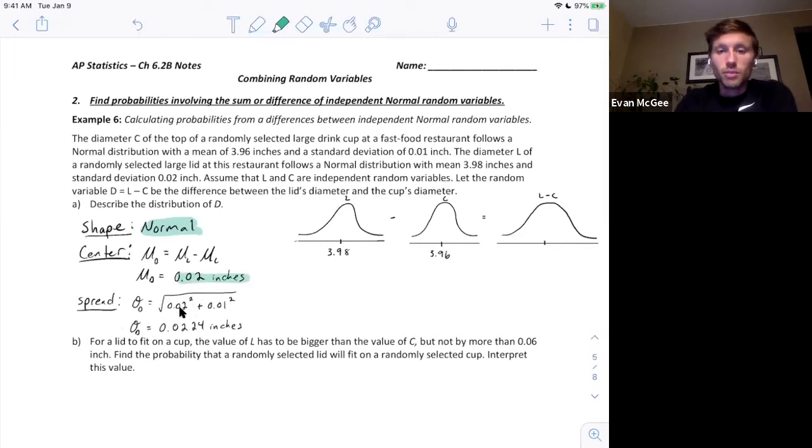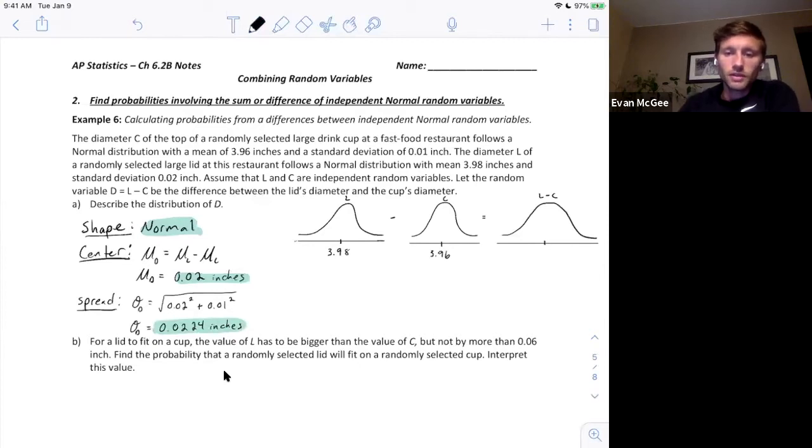So that's where 0.02 is the standard deviation of the lids, squared is the variance, and 0.01 is the standard deviation of the cups, squared gives us the variance. Add them together and take the square root to get a standard deviation of 0.0224 inches. And that describes this distribution that combined the lids and the cups. So now we can use this distribution to answer questions about probabilities.